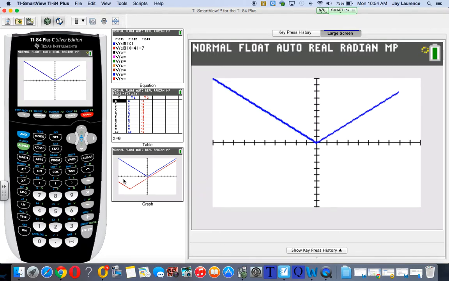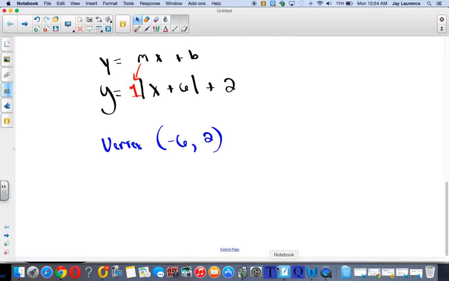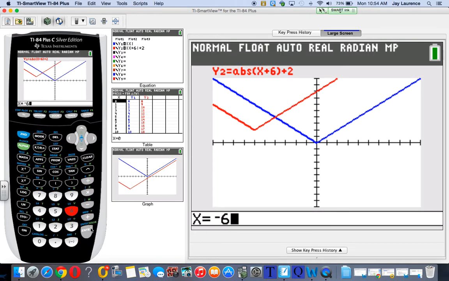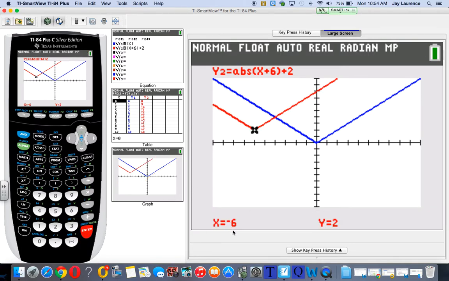There's that. Oh, did I get it at negative 6, positive 2? Is that what I predicted? It is. So let's see if I did it right. Oops, I want to hit trace. I want to make sure I'm on the red graph. And I think the x-coordinate is negative 6. And sure enough, negative 6, 2, there's my vertex.